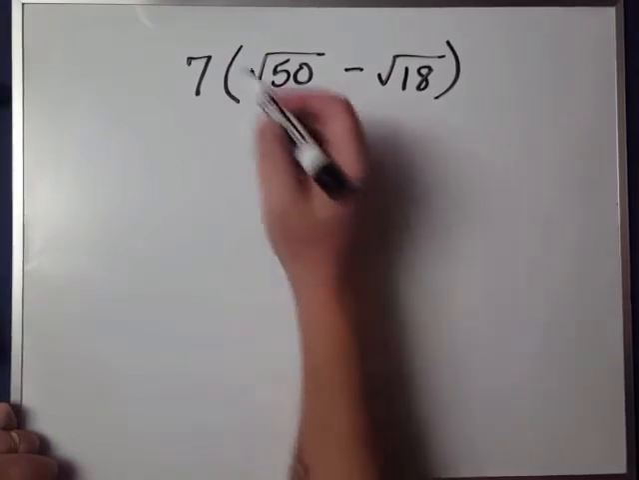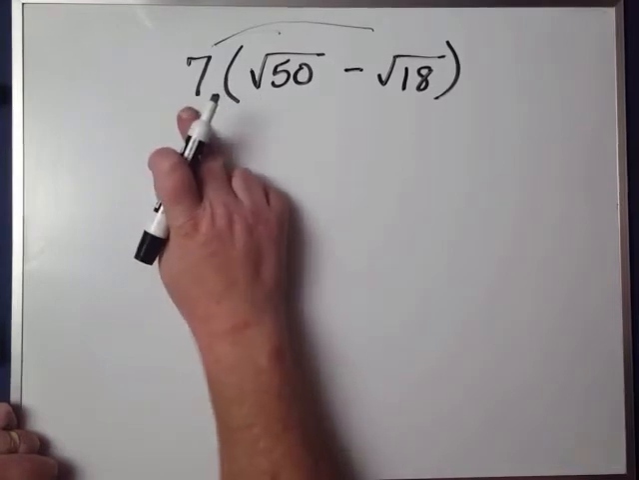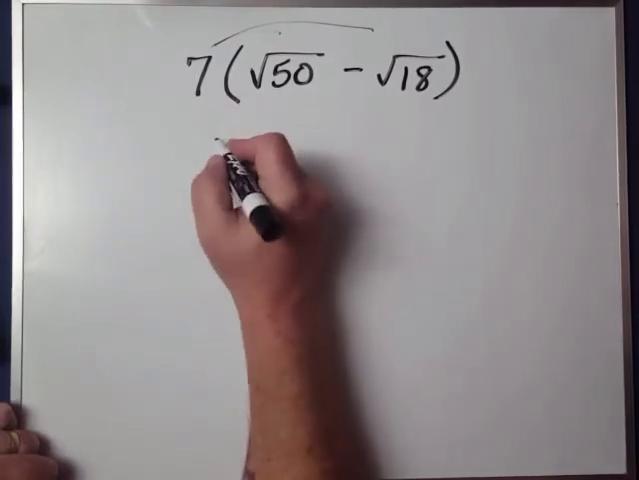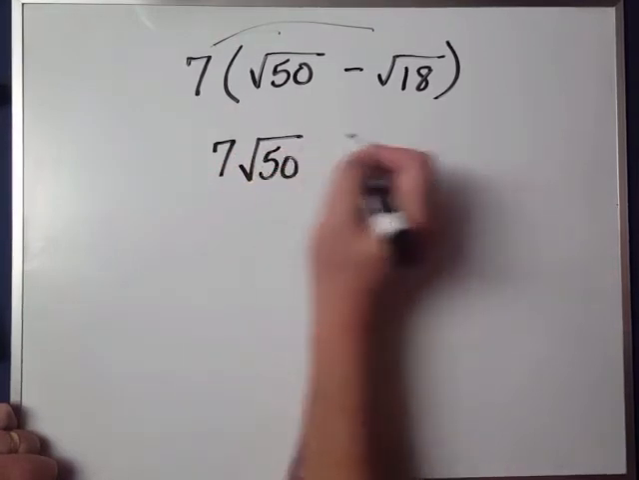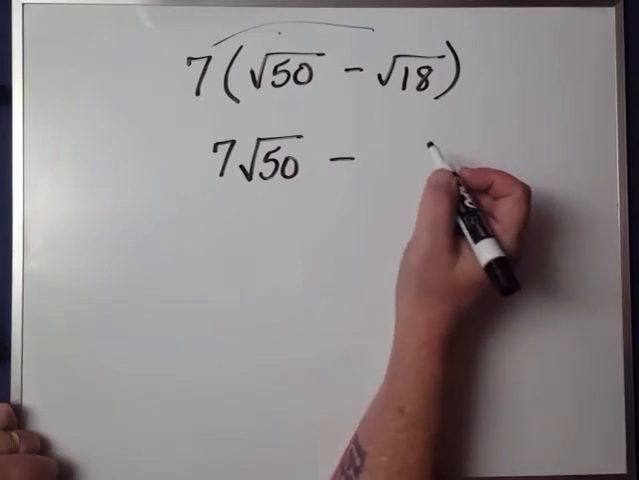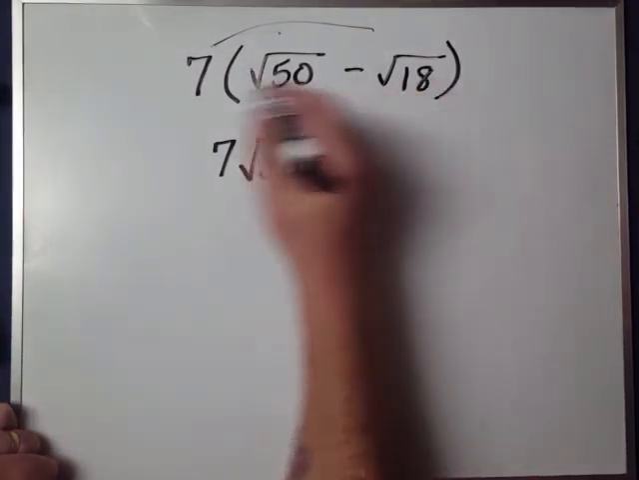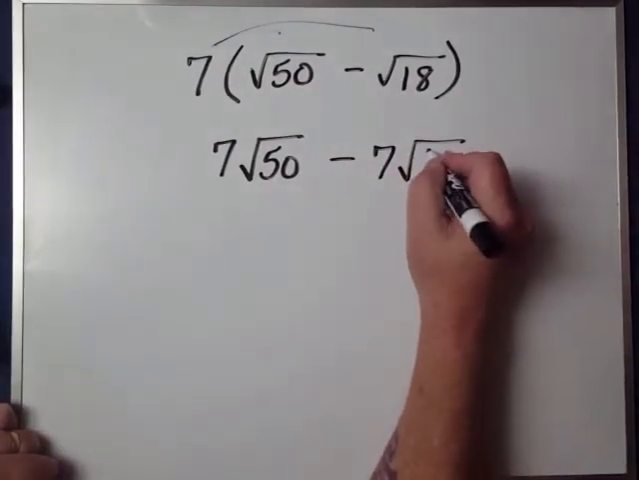If we deal with that later and start by just distributing this 7, the 7 is outside of a square root, the 50 is inside of a square root, so as I distribute to this first term, I get 7 square roots of 50. Minus 7's an outside, 18 is an inside. They cannot see each other. That gives me 7 square roots of 18.